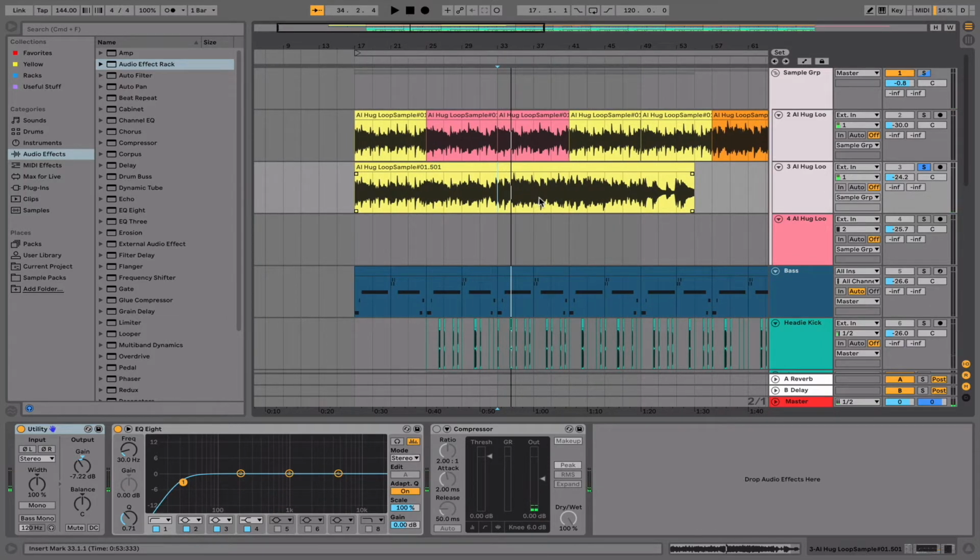Ableton already knows what my project tempo is. UK grime and drill tracks usually sit around the 140 BPM mark. So it's already warped this to sit nicely in my mix, although I've done some micro adjustments to make this sound better.